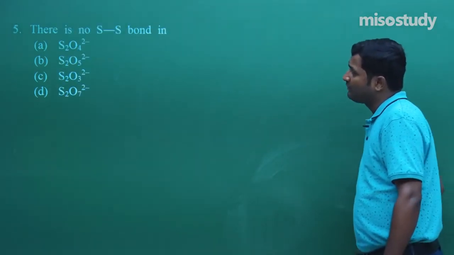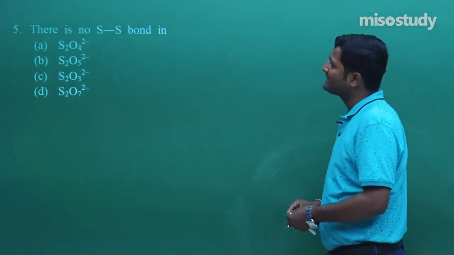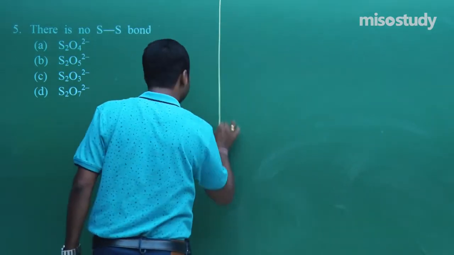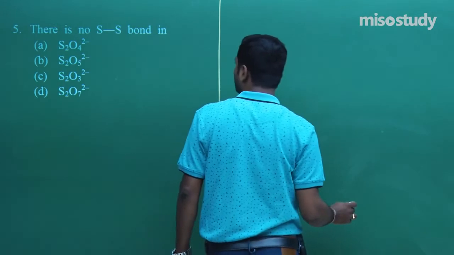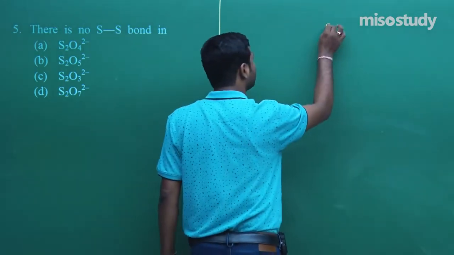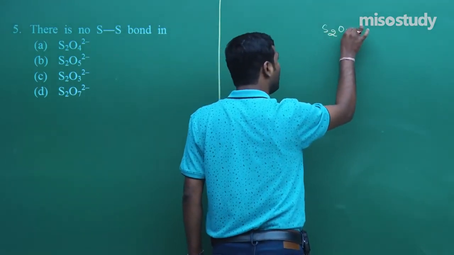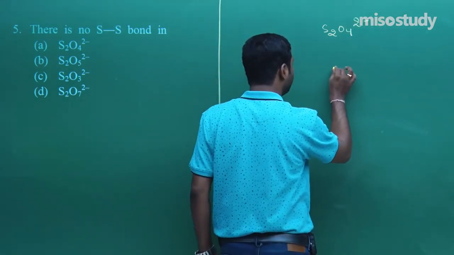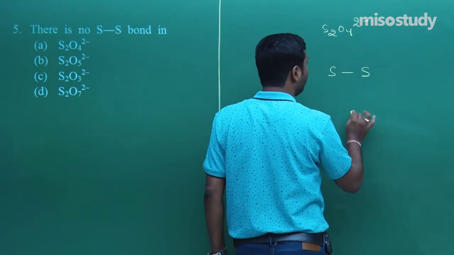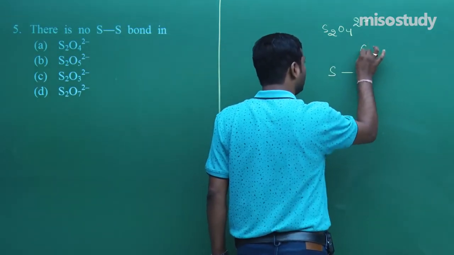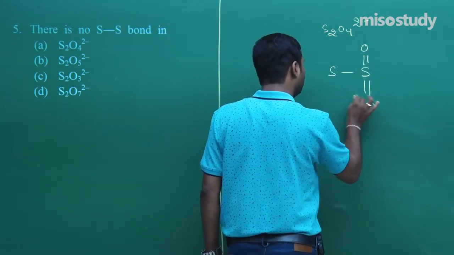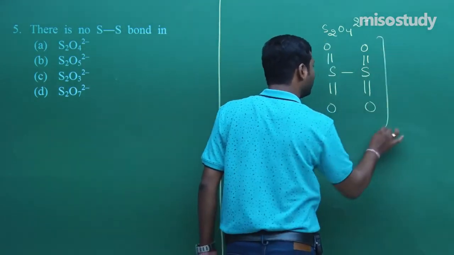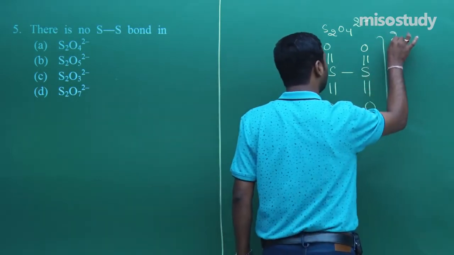Now question number 5. There is no S-S bond. What to do? We have to find the option with no S-S bond. That is, we need to draw the structure. First, the structure is H2S2O4 2-. Clear? Now in this case, what is the structure? That is S, that is 2, this one, and this one. This is the structure of H2S2O4 2-.